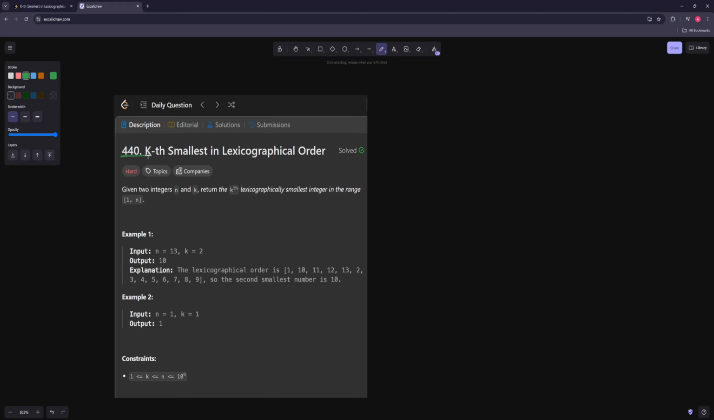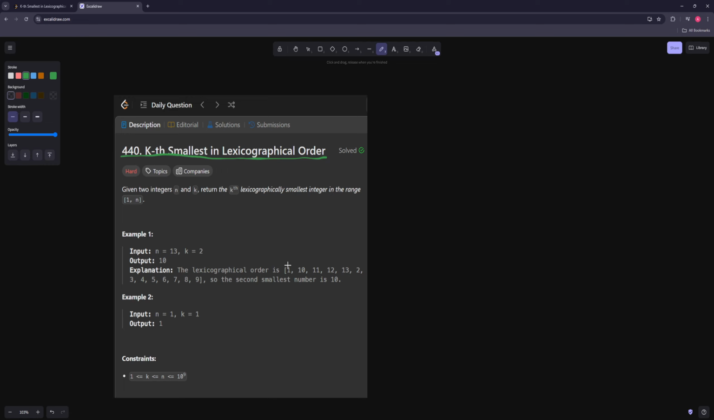In this video we're going to be working on kth smallest in lexicographical order. In this one you're given two integers n and k, and you want to return the kth lexicographically smallest integer in the range 1 to n. This is the same thing as yesterday, the lexicographical order. So I definitely recommend doing yesterday's problem to get a better understanding of how you can get the next number in that, because I'm not going to spend too much time on that.